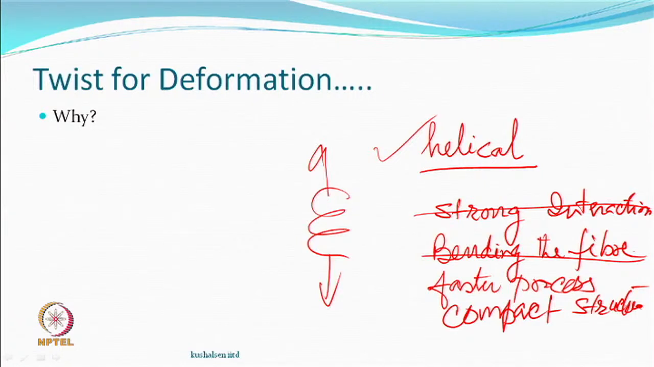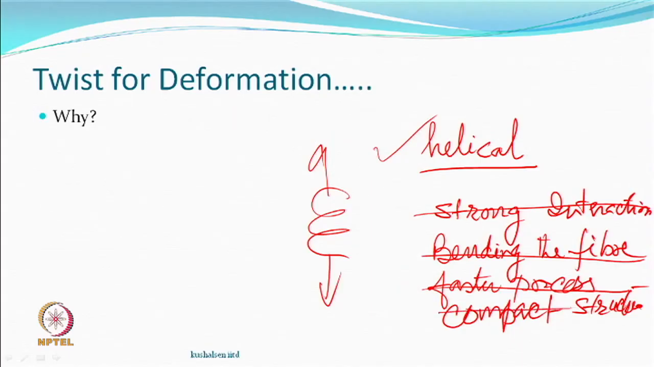Faster process, yes, but if you just throw the stuff in a box, keep throwing them, you can keep throwing them as fast as you want. May not work. Compact structure, I mean, it could be very interesting if you are actually using a twisted structure. If you are not interested in twisted structure, so this compact also does not make too much of a sense.